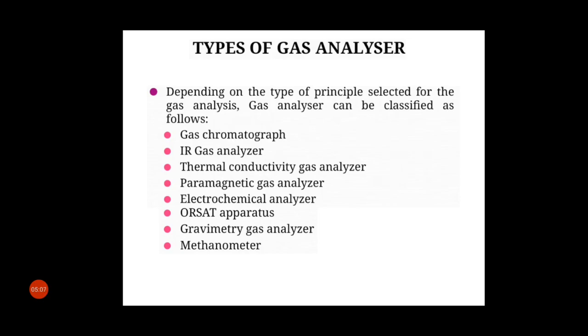Depending on the principle selected for the gas analysis, gas analyzers can be classified as follows: gas chromatograph, IR gas analyzer, thermal conductivity gas analyzer, paramagnetic gas analyzer, electrochemical gas analyzer, Orsat apparatus, gravimetry gas analyzer, and methanometer.